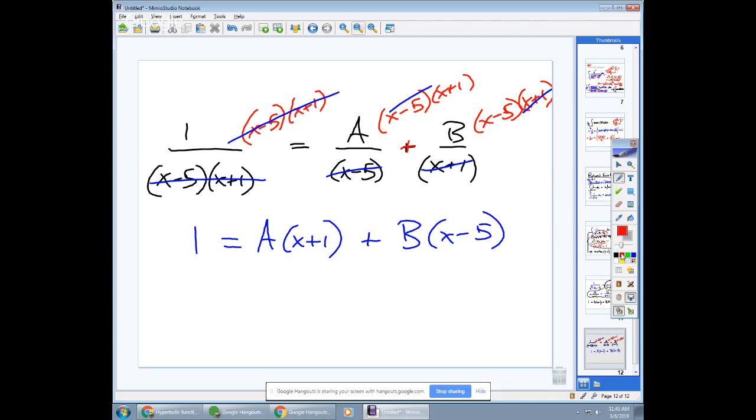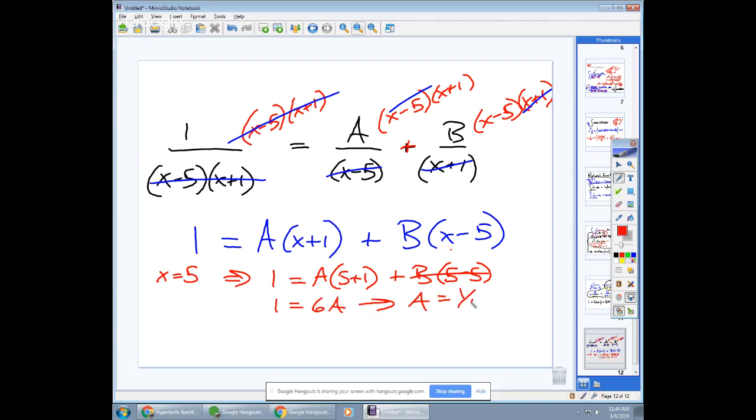The way we do that is we pick convenient values for x. For example, x equals 5 is a very convenient value here. Why? Because it zeroes out that factor. If I do that, I get 1 equals A times 5 plus 1, plus B times 5 minus 5. So that part's just a 0. Now I have 1 equals 6A, so A has to be 1/6.